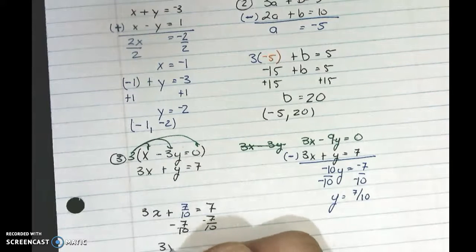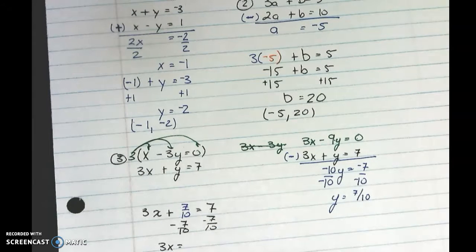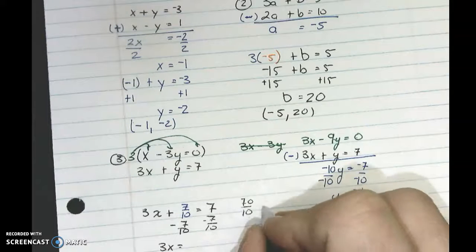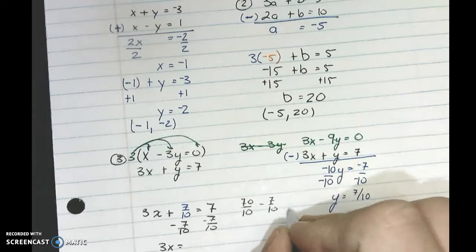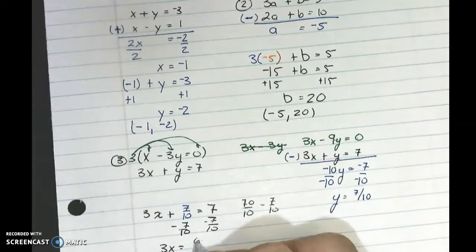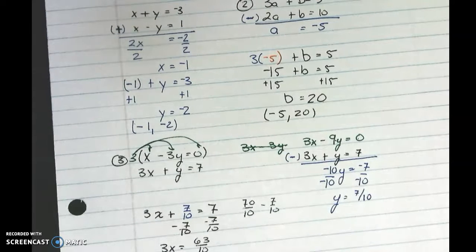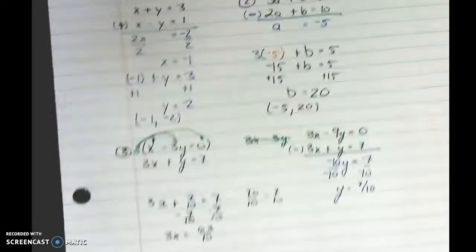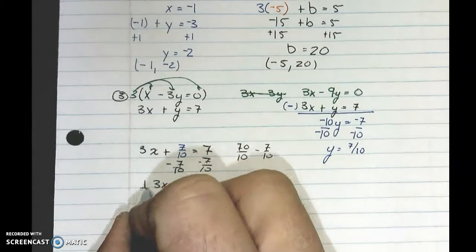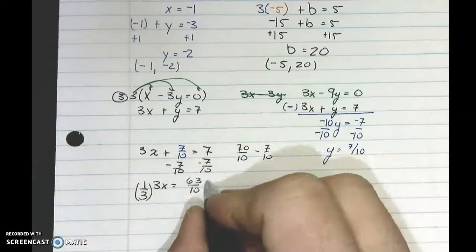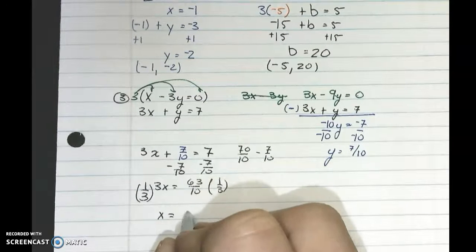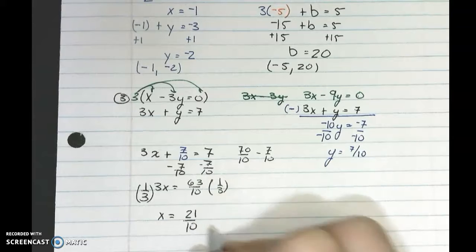So then 3x is equal to, let's see here, 70/10 minus 7/10. Excuse me. So that would be 63/10. And then what I'm going to do with that is divide by 3. If you remember, it looks something like that: 21/10.